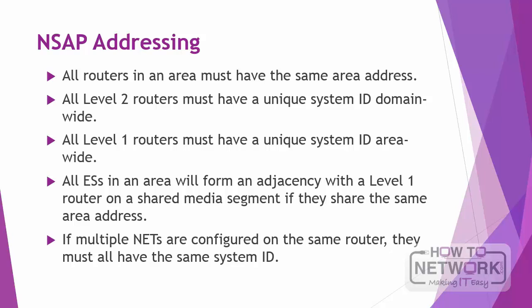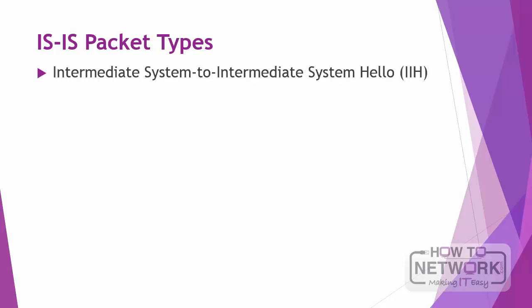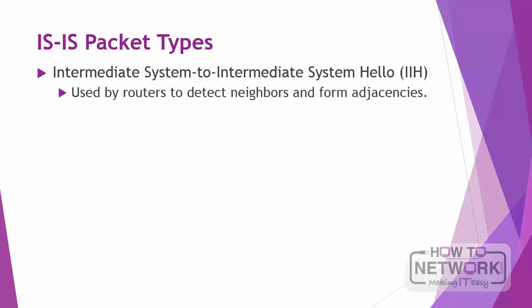Next, let's talk about packet types. There are 4 types of packets. Each type can be level 1 or level 2. First, there is the intermediate system to intermediate system hello packet, used by routers to detect neighbors and form adjacencies.